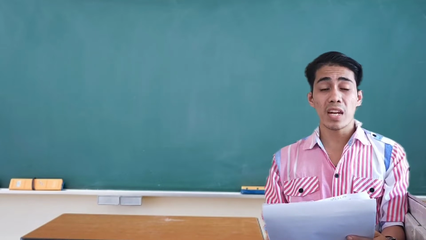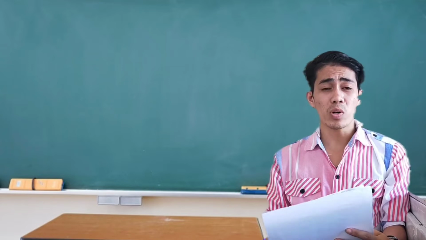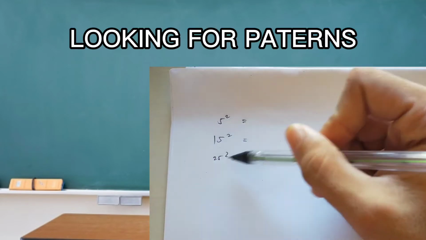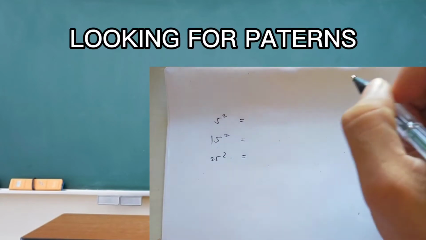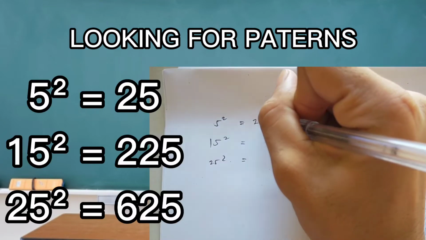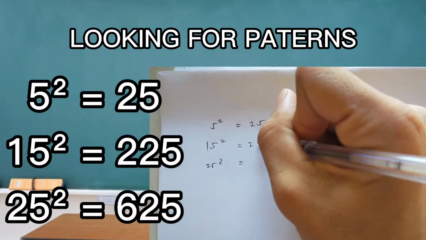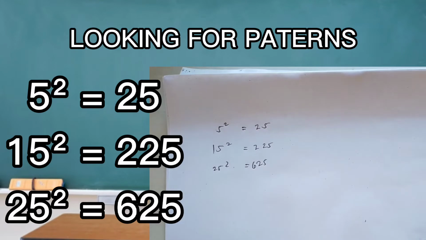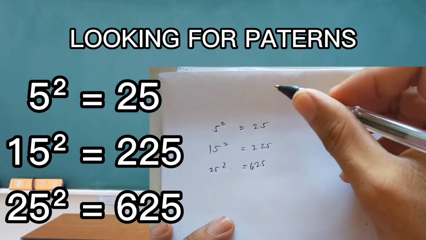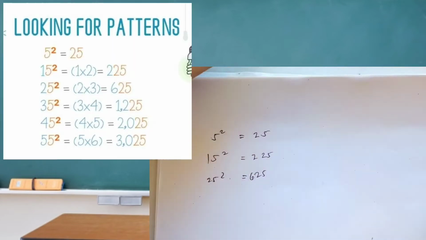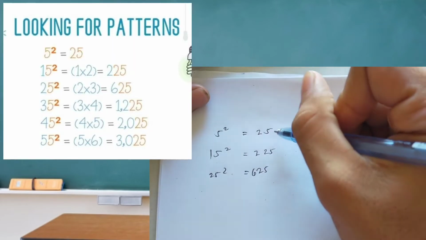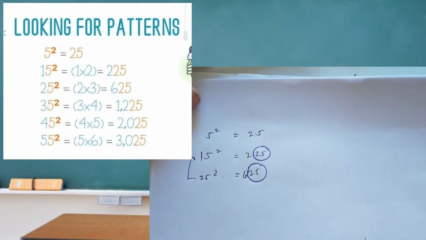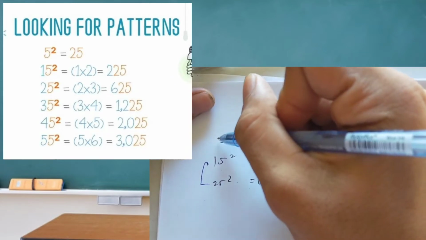For step 3, we have to look for patterns and how it works. Let's do it. For example, let's take these 3 numbers. 5 squared is 25. Then 15 squared is 225. And then 25 squared is 625. Now for patterns, as we can see, all the numbers end with 25. Here is 25, here is 25 for the 2-digit numbers. In the 1-digit number, we also have 25.